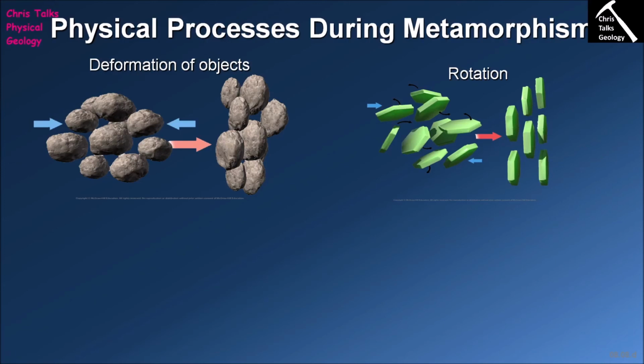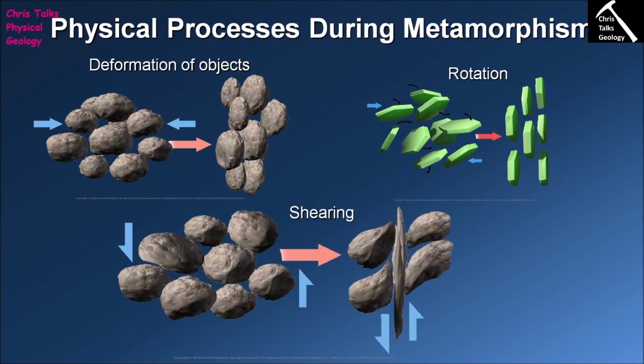And so this is how we take a muddy sedimentary rock that doesn't have a cleavage, and we turn it into a slate, which is a muddy metamorphic rock that does have a cleavage. The final physical process that can occur during metamorphism is shearing. And this one is relatively common.